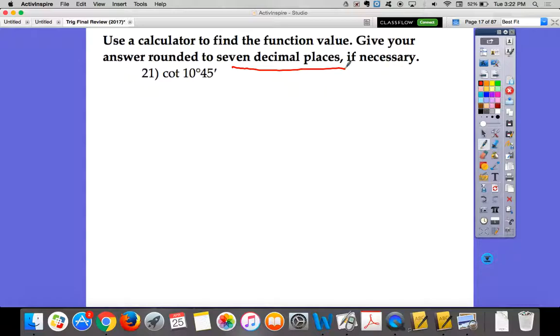Then we can deal with the fact that we don't have a cotangent button. You have to put this in terms of tangent. Remember, the relationship between cotangent and tangent is reciprocals. So if I turn that upside down, I'm going to have 1 over tangent. The angle remains the same.